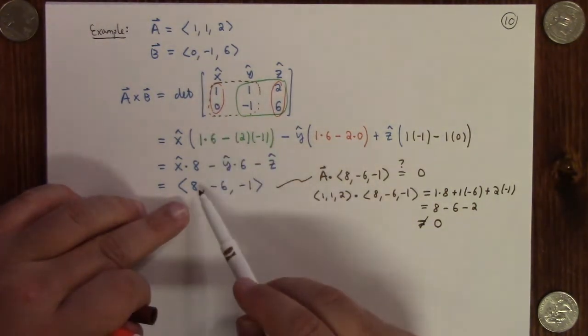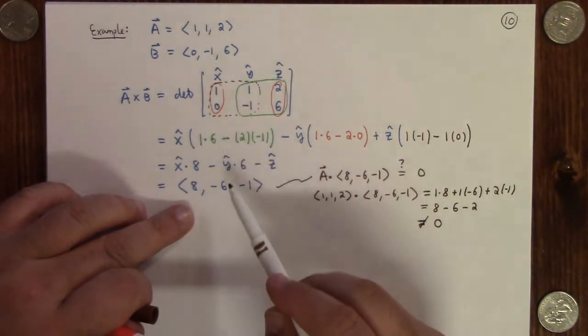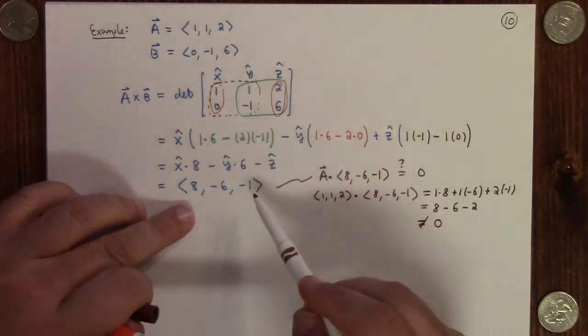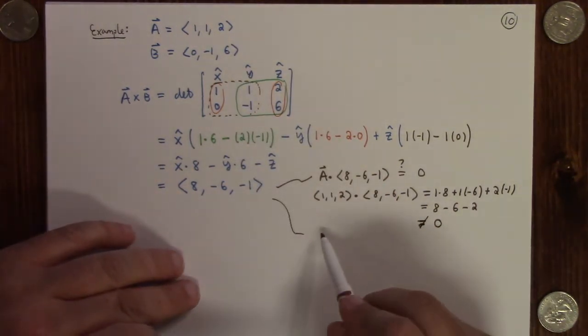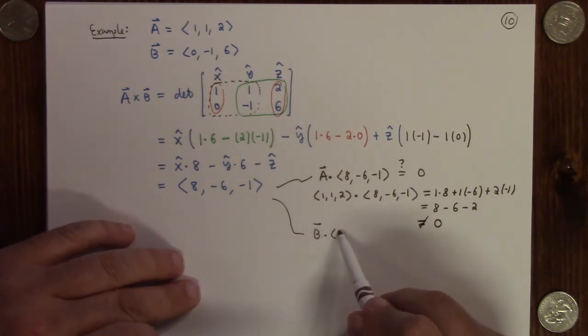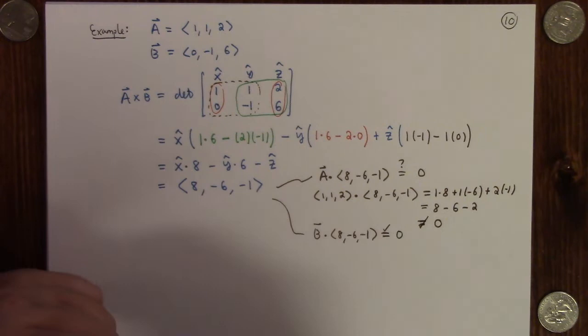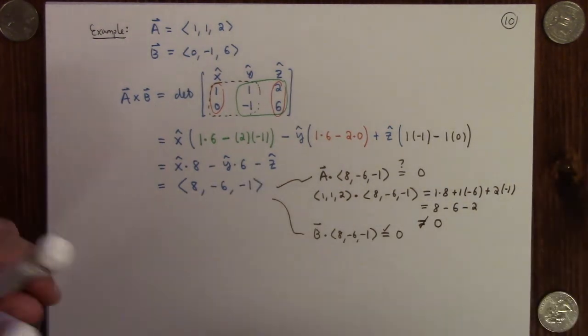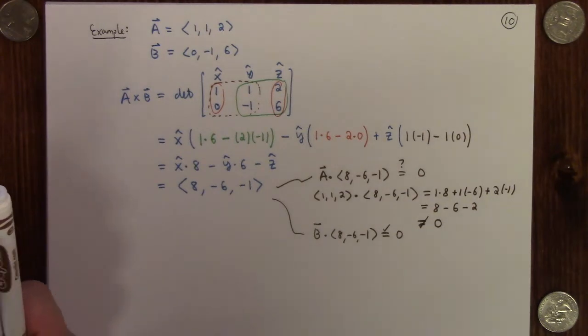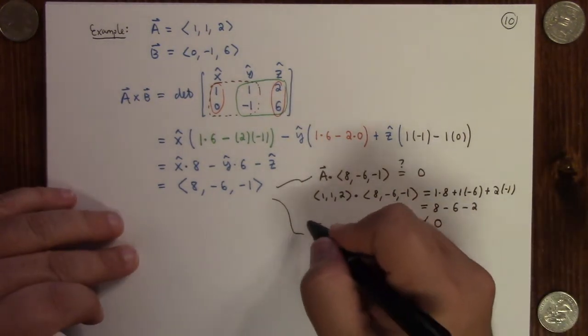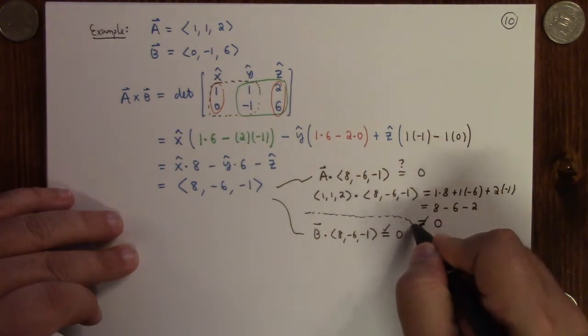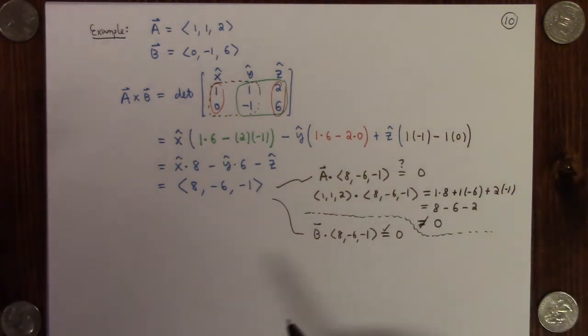If I do 0 times 8, I get minus 1 times minus 6, which is plus 6, and then minus 6. So you can likewise check that B dot (8, -6, -1) is equal to 0. Now technically speaking, that doesn't absolutely prove you're right, but you'd have to be so unlucky to still somehow get both of those to work out to 0 and yet be wrong. In practice, usually if you just check one of them and see that the dot product is 0, it's probably going to be okay.